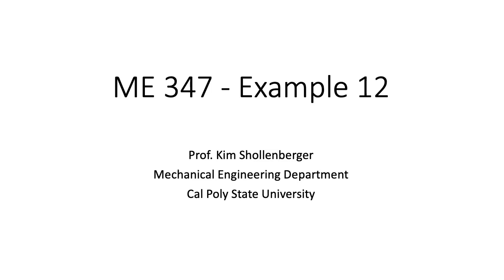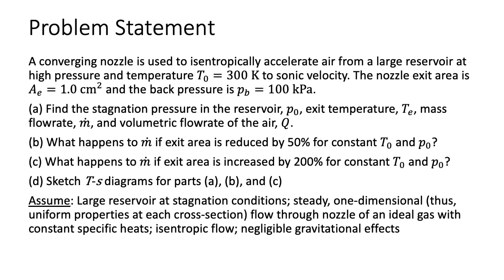ME 347, Example 12. A converging nozzle is used to isentropically accelerate air from a large reservoir at high pressure and temperature of 300 Kelvin to sonic velocity. The nozzle exit area is 1 centimeter squared and the back pressure is 100 kilopascals. A. Find the stagnation pressure in the reservoir, exit temperature, mass flow rate, and volumetric flow rate of the air.